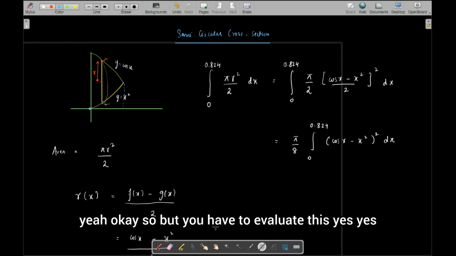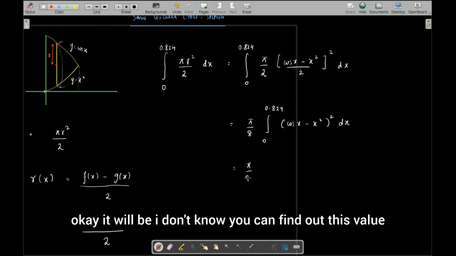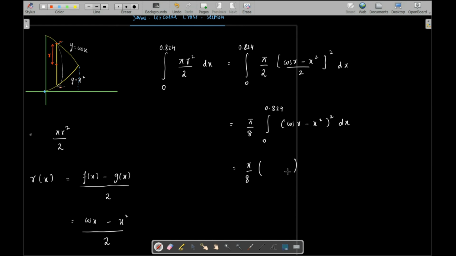But you have to evaluate this. Yes. Okay, you can find this value times pi over 8. It would be like 0.172. Okay. So this was semicircular cross sections.